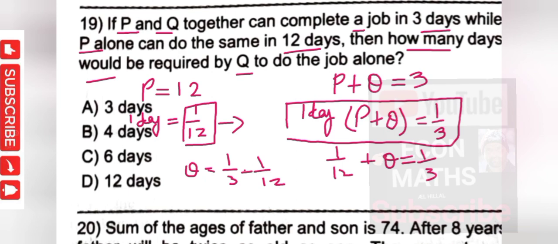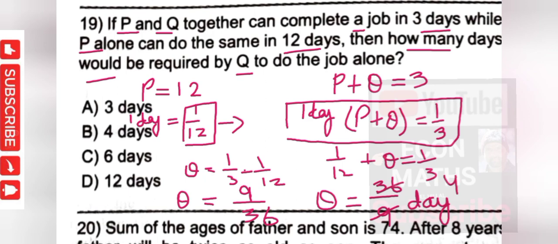When solving, Q is equal to 1 divided by 3 minus 1 divided by 12. So this is 12 minus 3, that is equal to 9 divided by 36. So we will get Q is equal to 9 divided by 3 into 12, which is 36. Or Q can do the job alone in 36 divided by 9 days. So that is, 9 fours are 36. So Q will take 4 days to complete the work alone.